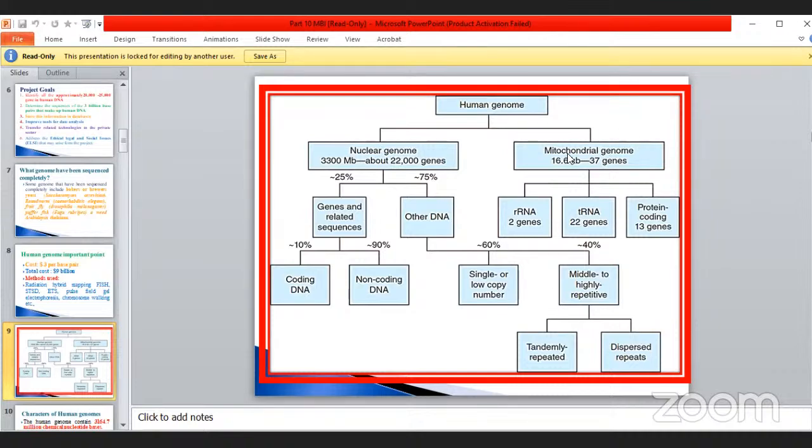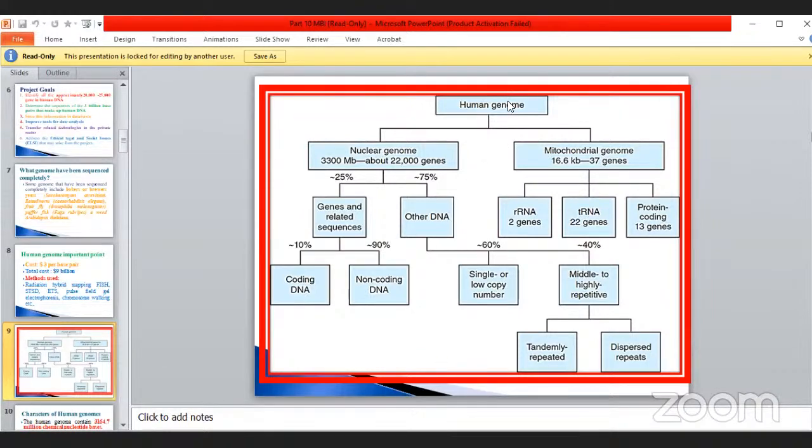The next one is the mitochondrial genome. It contains 16.6 kb and has 37 genes. Here it is divided into three: rRNA, 2 genes are present; tRNA, 22 genes are present; and the last one is protein coding genes. How many genes are present? 13 genes are present. This is the entire human genome project.